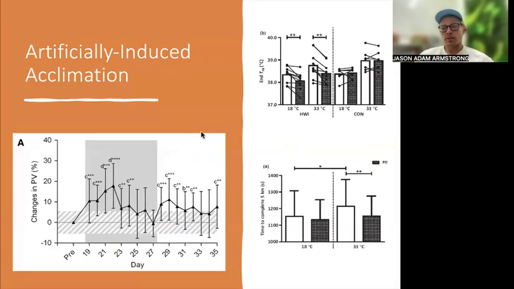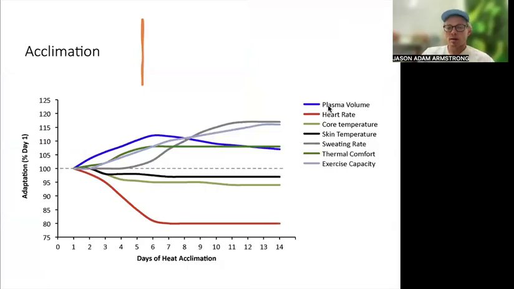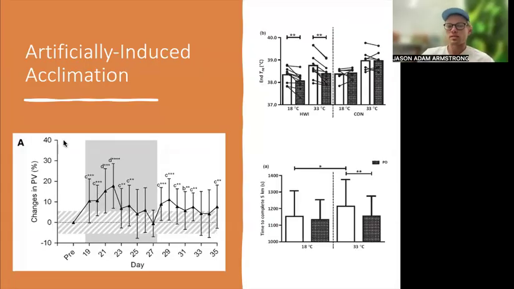This is some really cool research showing that you can artificially help someone acclimate. This figure in the bottom left was using sauna. They had people sit in a sauna and asked, does your plasma volume change just as a result of sitting in a sauna? In fact, yes, it does. On average, participants increase plasma volume by about 10% just as a result of sauna exposure. Plasma volume here started at 100% and increased up to about 10 to 15%. So you can actually see really similar adaptation just with sauna exposure.